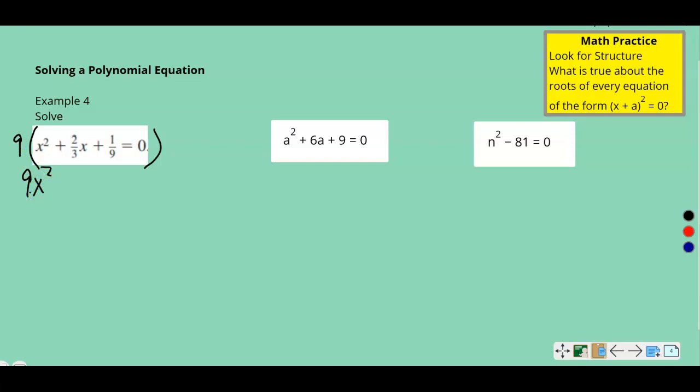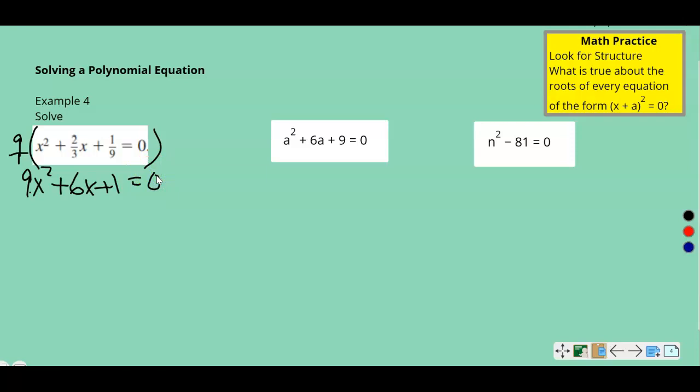So I can do 9x squared. 9 times x squared is 9x squared. 9 times 2/3. You can just pretend like 9 is over 1. All right, remember how to multiply fractions. 9 by 3 reduces. 9 divided by 3 is 3, and then you multiply the 3 by 2. So 3 times 2 is 6x in the middle, and then 9 times 1/9 is just 1. So I'm going to say plus 1. And then if I multiply 9 by 0, anything times 0 is still 0.